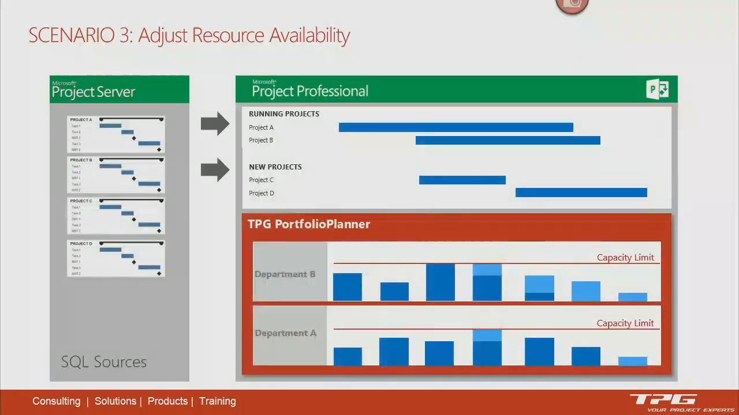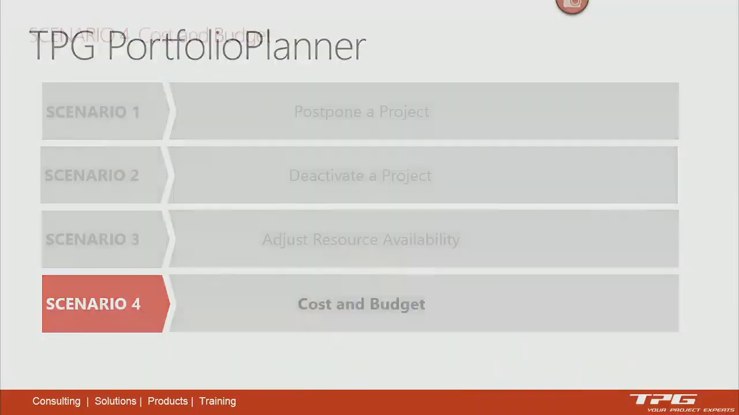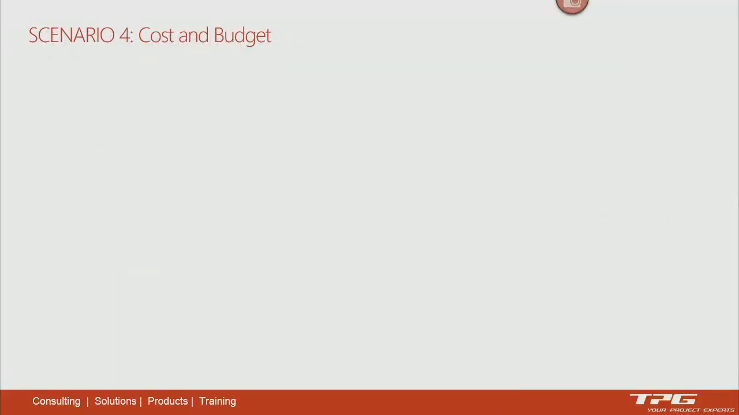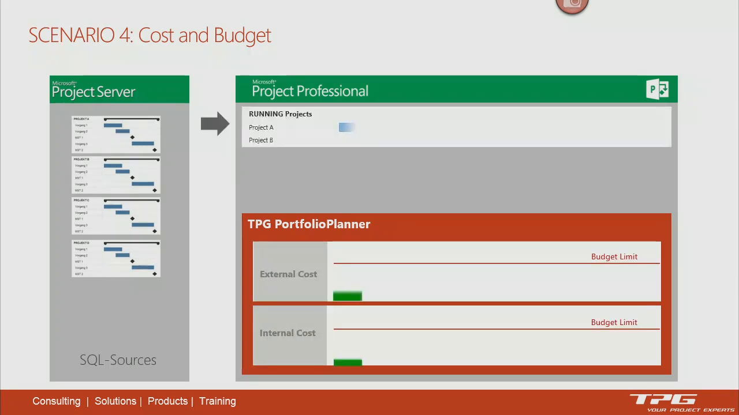And again, immediately we can see how that impacts our ability to actually execute that work. And in the final scenario, it's the same data. We're just looking at it from a cost and budget perspective. So we're using the budget facilities in Microsoft Project, and then the cost information is coming through from our resources, and we're comparing those two as well.